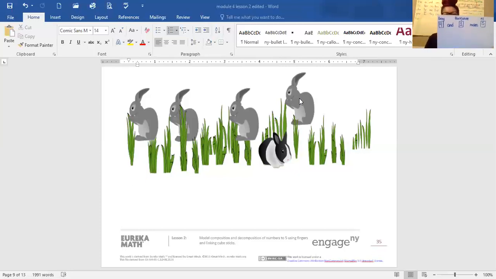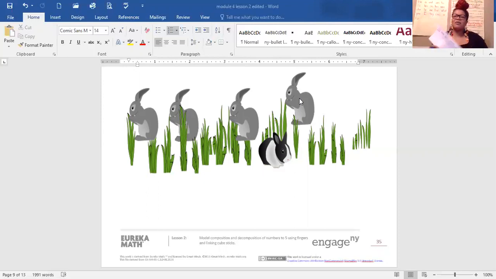Okay. Now, what if I was to switch the colors and I would put black and white with gray and then all? Okay. How many black and white bunnies do I have? I have 1. So I'm going to write the number 1, put a box around it. How many gray do I have? 4. How many bunnies do I have in all? 5. So 1 and 4 also makes 5.